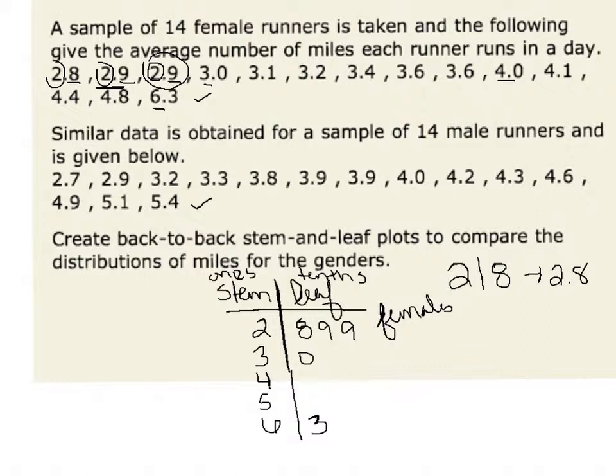If we want to create a back-to-back stem and leaf plot, we could split our table into two leaves, where the right leaf would represent females and the left leaf would represent males. Again, our stem represents the ones digit, therefore our leaf for our males would also represent the tenths. The data point 2.7 could be represented on our stem plot as a stem of 2 and a leaf of 7. We would continue this process, plotting all 14 data values for both female and male runners.